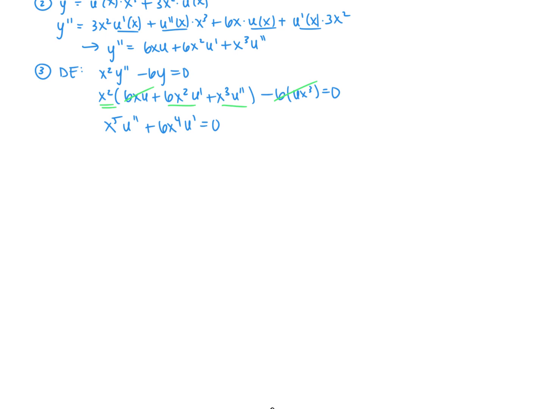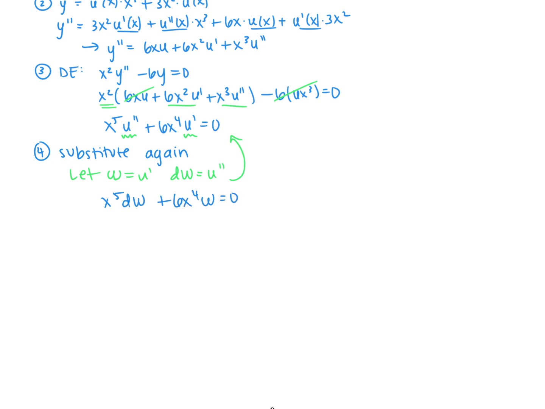What we should be noticing is that this u double prime is the derivative of this one. So we're going to substitute again. Noticing that u double prime is the derivative of u prime, we can say, let's introduce another variable w that's u prime. Then dw will be u double prime. Okay, so we substitute that in. And when we do, we get x to the fifth dw, add 6x to the fourth times w equals 0.